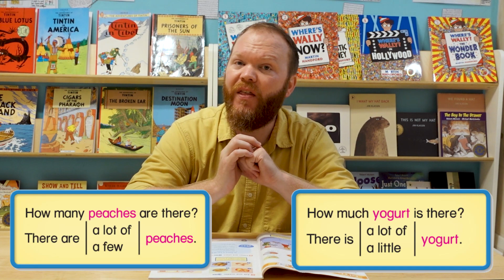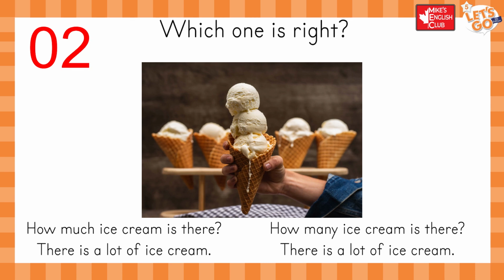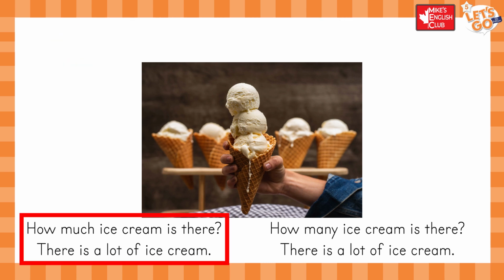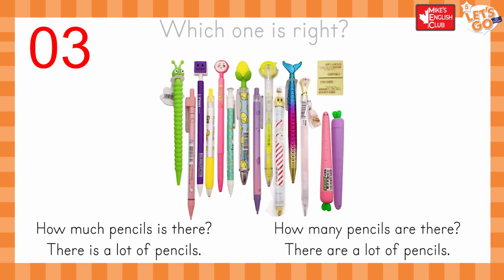So for peaches, it would be, how many peaches are there? There are 3 peaches. For yogurt, it would be, how much yogurt is there? There is a lot of yogurt. And let's practice picking the right question and switching between those. Which one is right? Which one is right? Which one is right? Great. I think we're done and ready. Let's go start our workbooks.